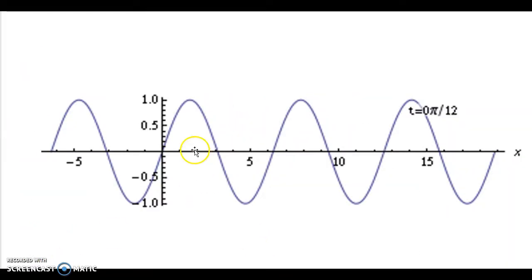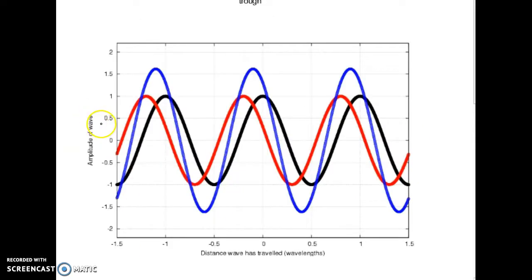The amplitude of the common sine or cosine wave is 1. It's 1 unit from the central axis up and 1 unit down. If you want to find the amplitude of a real wave, the first thing you have to do is identify the central axis and draw it in.